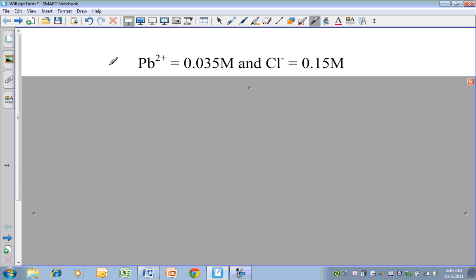The first three, will a precipitate form, are the easiest ones. Very straightforward questions: given these two concentrations, 0.035 molar lead ions and 0.15 molar chloride ions, will the precipitate form?